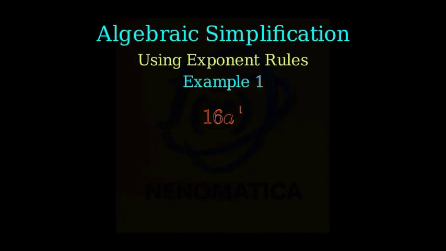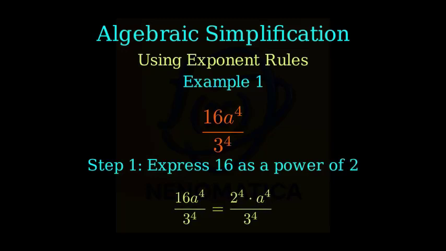We'll apply several exponent rules to simplify this expression step by step. First, let's rewrite 16 as 2 to the 4th power, since 16 equals 2 raised to the 4th power. This gives us 2 to the 4th power times a to the 4th power, all divided by 3 to the 4th power. Now, since both 2 and a have the same exponent, we can use the product to power rule.